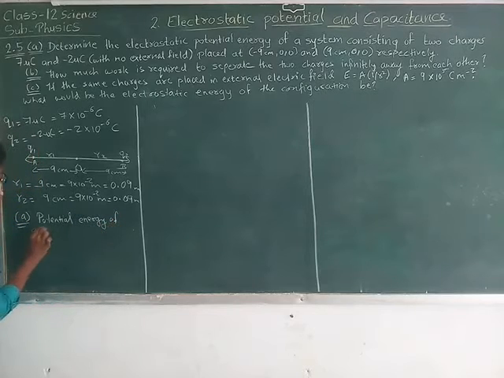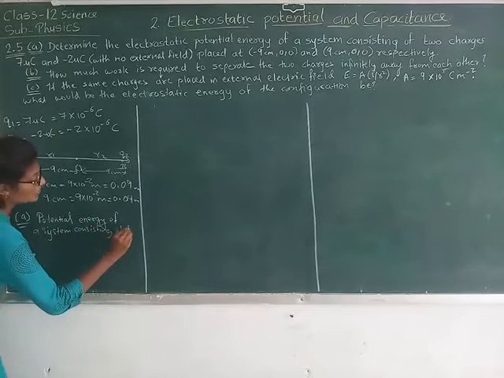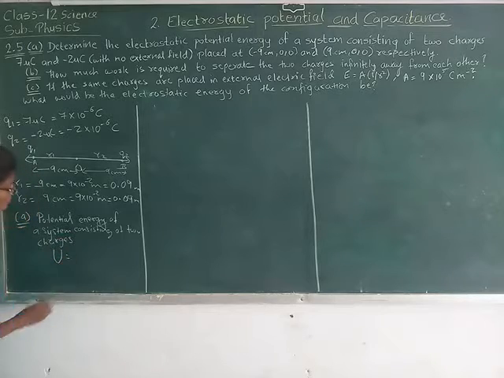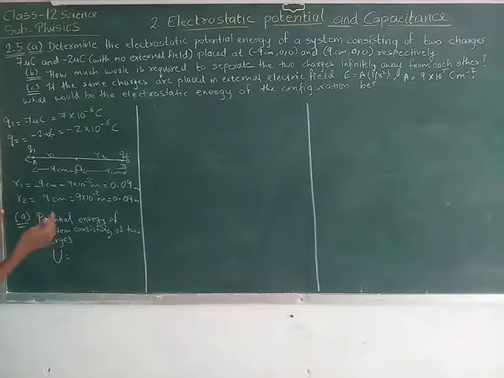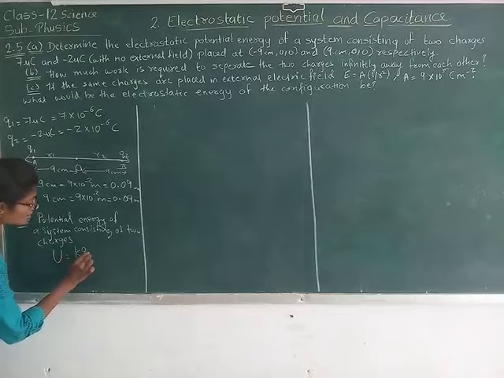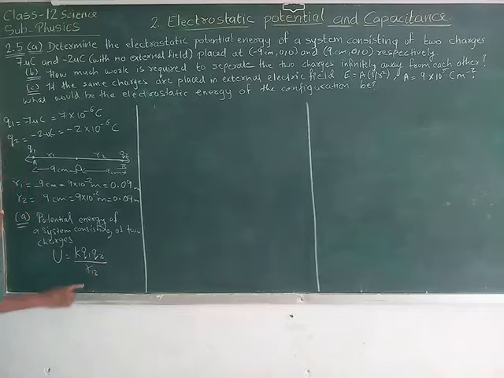of a system consisting of two charges. That is U equals QV, right? And V is KQ by R, right? So we can write the formula directly as U equals K Q1 Q2 upon R12, where R12 is the distance between charge 1 and charge 2, right?